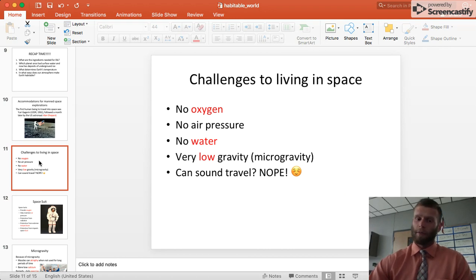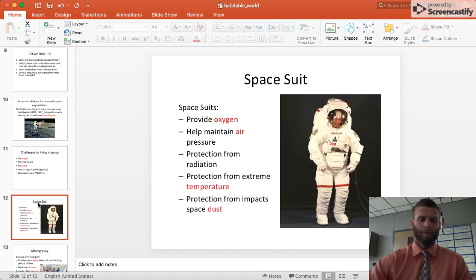All right, so challenges to living in space. Well, there's no oxygen, so it's tough to breathe. No air pressure, no water, and very, very low gravity, which we call microgravity. And can sound travel? No. The spacesuit provides oxygen, helps maintain our air pressure, protects us from harmful radiation and extreme temperature, and protects us from space dust.